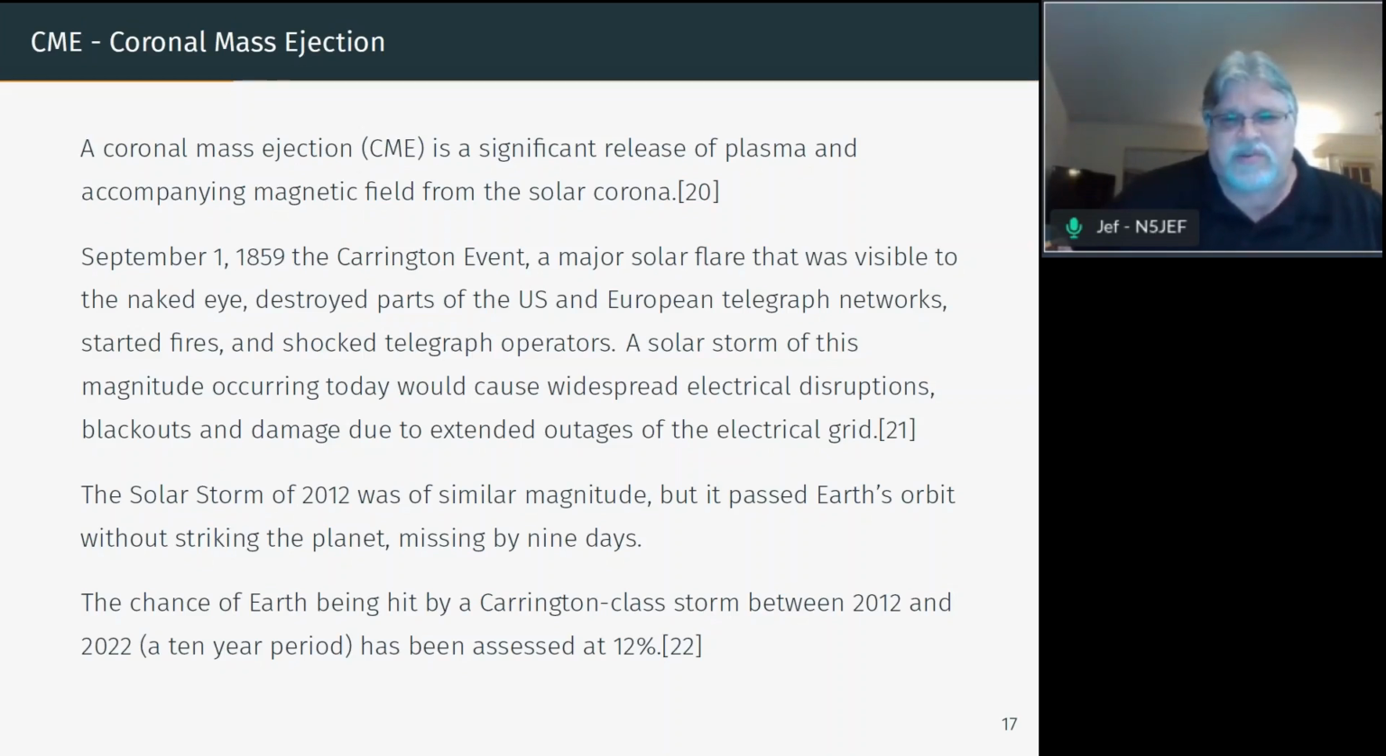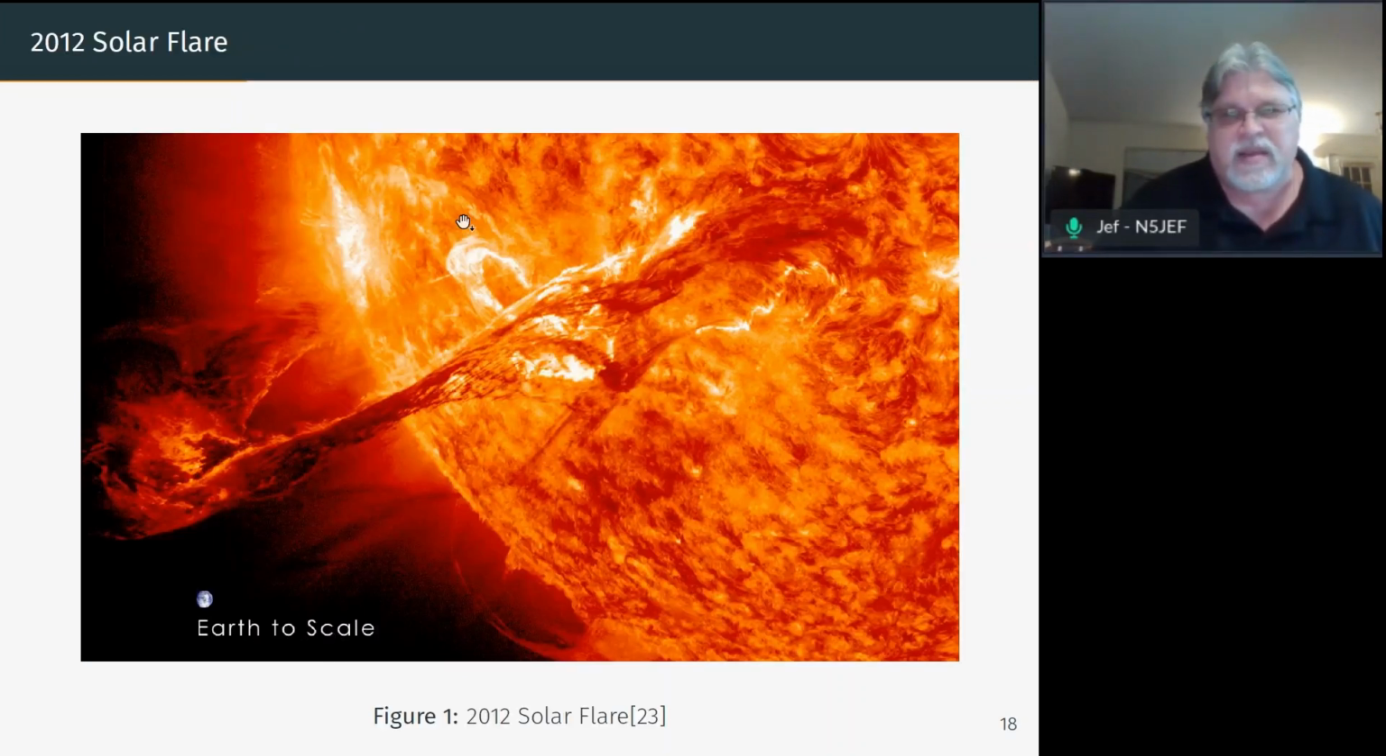In 2012, there was another one, similar magnitude, but it missed us by 9 days. It's been calculated that the chance of Earth being hit by another Carrington-class storm within a 10-year period is about 12%. Something to think about. Just an impressive picture of the sun and a solar flare.